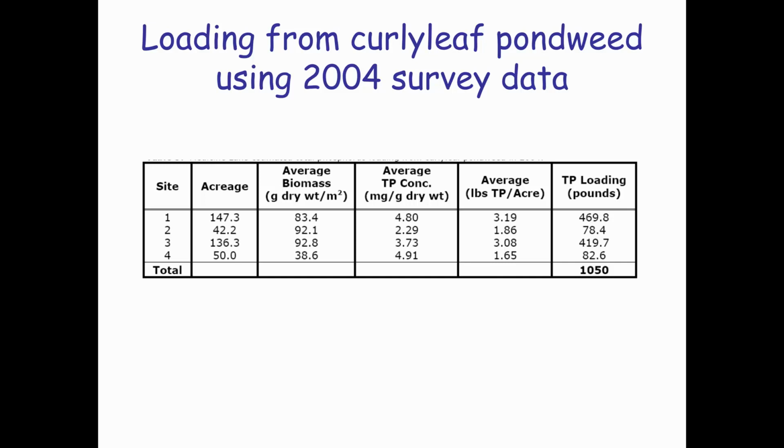Estimate of the loading from curly pondweed: samples were taken in 2004. The area of curly pondweed distribution, as well as the total phosphorus in the biomass, was all measured, and from those estimates from the sampling that was done, the total phosphorus loading from decay of the curly pondweed was estimated to be 1,050 pounds.